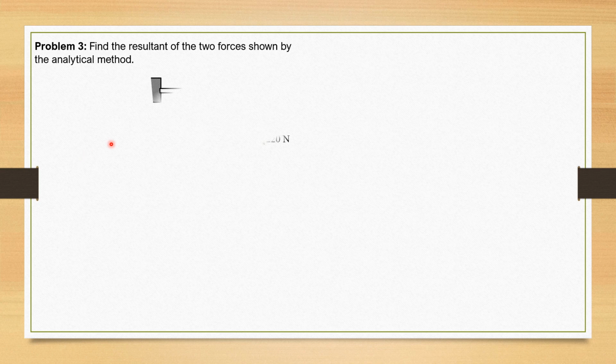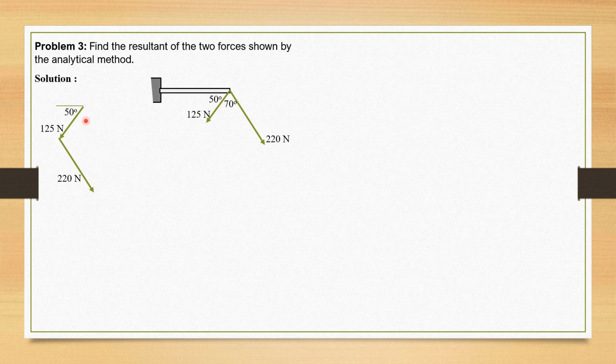So problem 3, find the resultant of the two forces shown by the analytical method. This is the figure, and we apply the parallelogram or triangle law here. So we connect the 220 to the 125 Newton force. Then this will be the resultant, from the tail of the first to the tip of the last. So this angle is 50 degrees. If you draw a horizontal line, that's also 50 degrees.